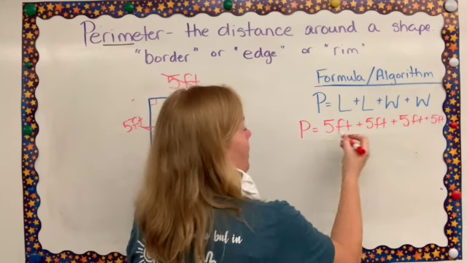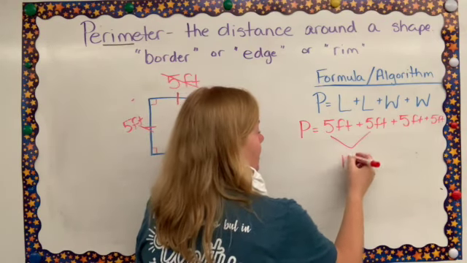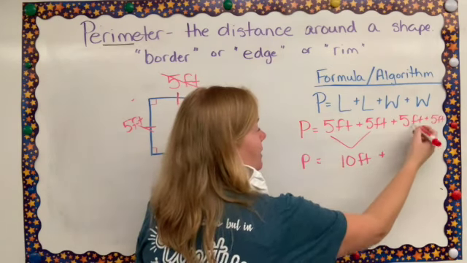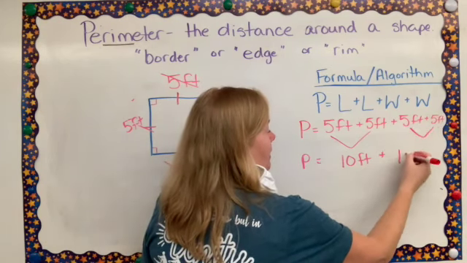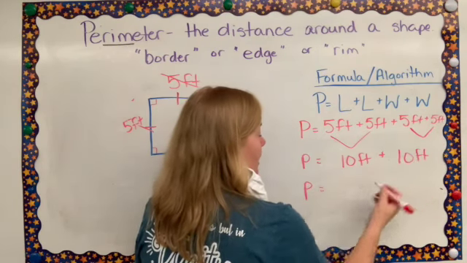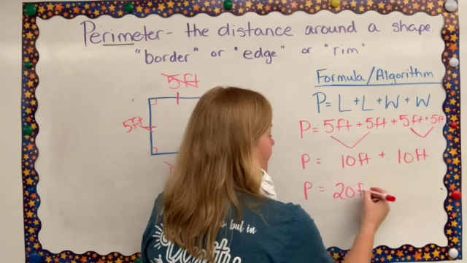Perimeter equals 5 plus 5 is 10 feet, plus 5 plus 5 is 10 feet. Perimeter equals 10 plus 10 is 20 feet.